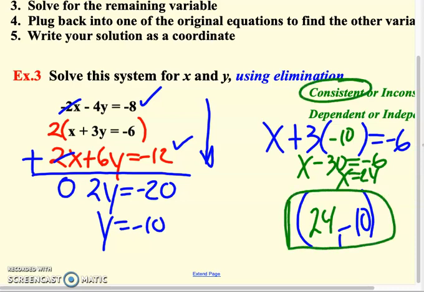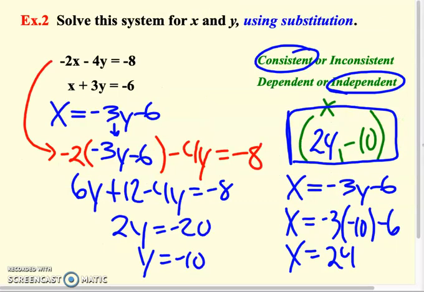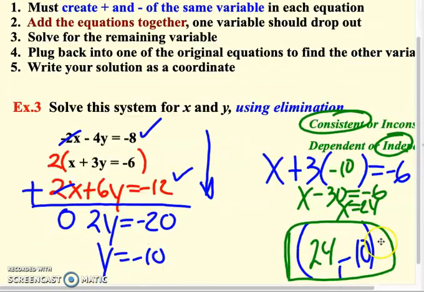So I got a solution, which means consistent, but my two lines are different lines, so it's independent. So what we're trying to do here basically is just show you between substitution and elimination, it doesn't make a difference which method you choose. It should produce exactly the same result.